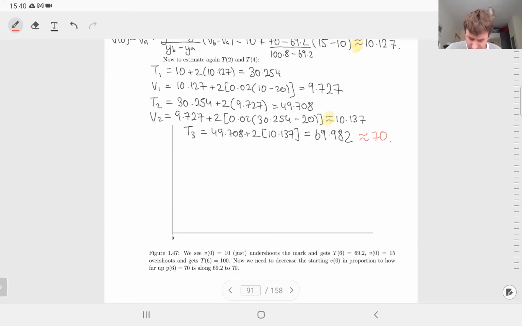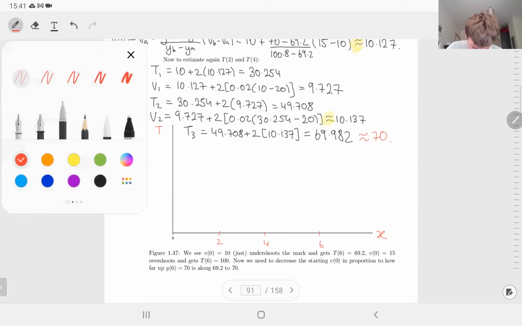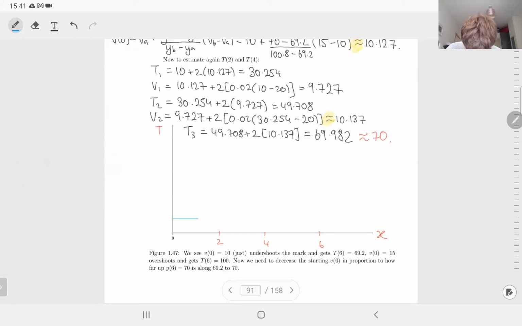So we kind of have a final answer as such. This is maybe what we'll put here. So we have temperature, distance, x equal to 2, x equal to 4, x equal to 6. And we have initially 10. And then after 2, we have 30 point. So I'll just write 10 here. I'll write 30.2. Let's just do three significant figures, and then 49.7. And finally, to three significant figures, you do have it correct at 70.